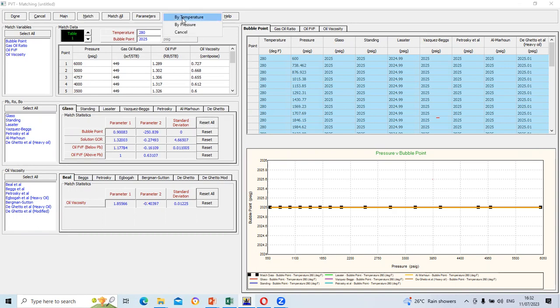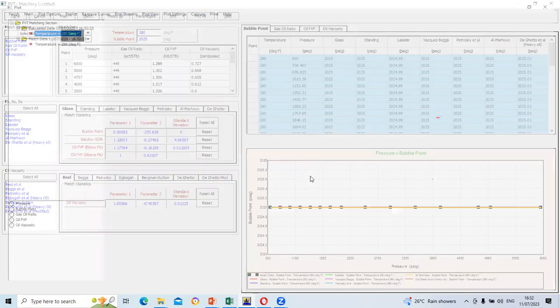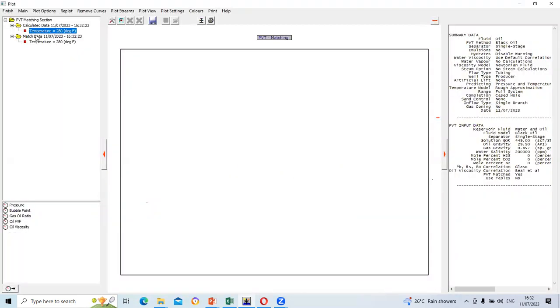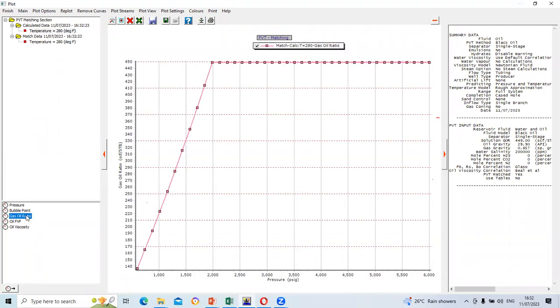So I'll go to plot by temperature. All right, I have this. This is the temperature. This is for calculated data, and this is our field data. This is our laboratory data, and this is calculated. So we are seeing up here, calculated, and then match data. All right. So this is the one that the software has calculated. I will take, for example, the gas oil ratio. I double click on it. This is what the software has calculated based on the correlation of Beggs et al.